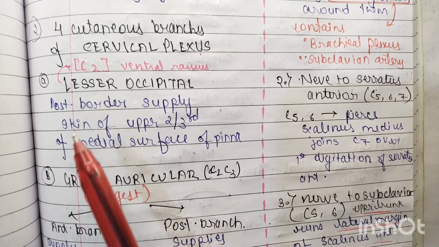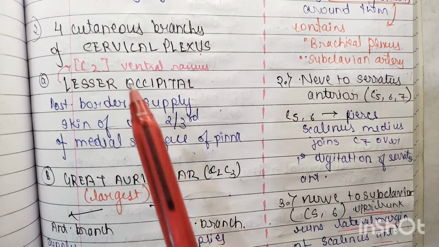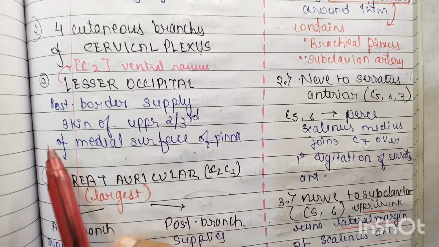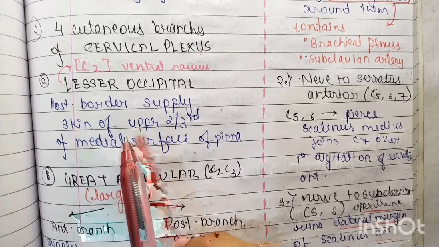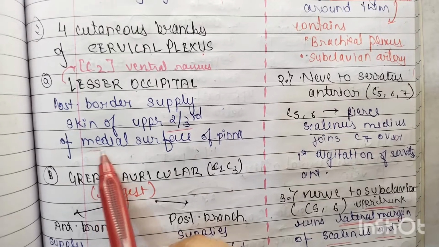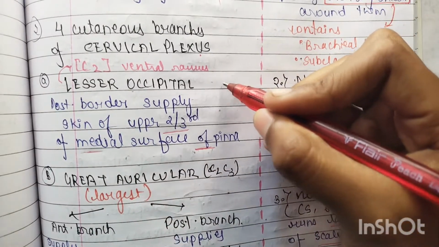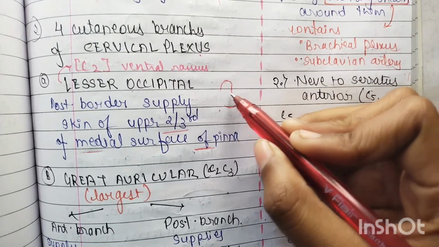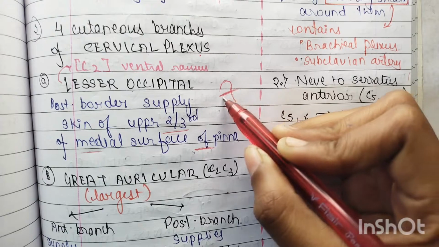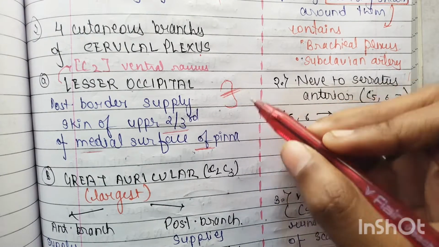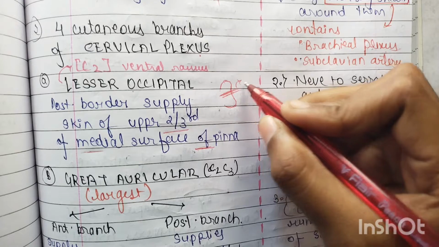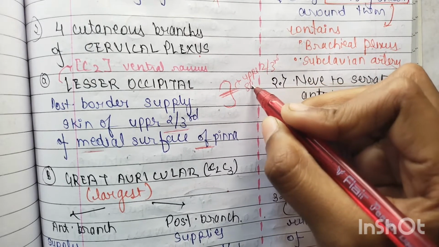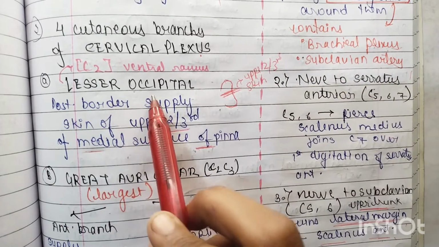First we have the lesser occipital nerve. It is from the C2 ventral ramus, and it runs along the posterior border. Its posterior branch supplies the skin of the upper 2/3 of the medial surface of the pinna. So we have our pinna, and this is your medial surface, and the upper 2/3 of the skin of this medial surface is supplied by the lesser occipital.